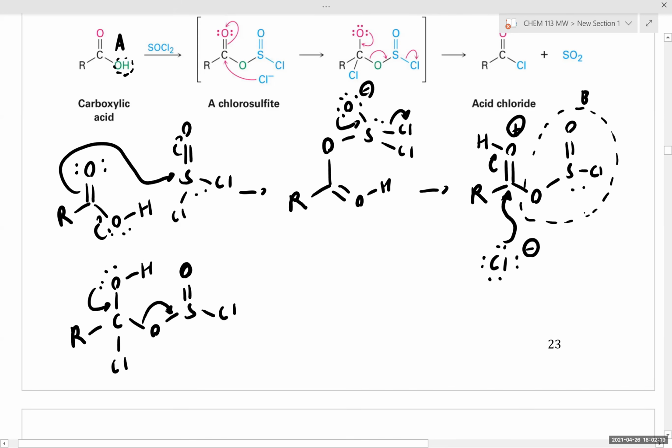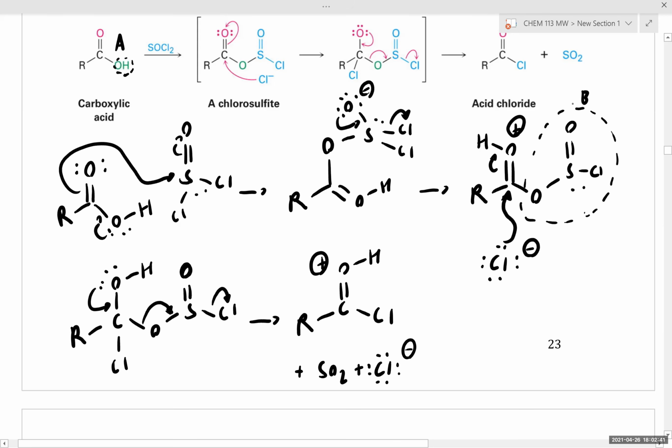And the reason why this leaving group is such a great leaving group is that it decomposes as the leaving group leaves. So this gives us our desired acyl chloride, and it also gives us some byproducts of sulfur dioxide and chloride. So the beautiful thing about this activated leaving group is that once it leaves, it's never coming back. It's decomposed and it's already escaped into the gas phase in the form of sulfur dioxide. So that further helps drive this equilibrium and drive this reaction to completion.